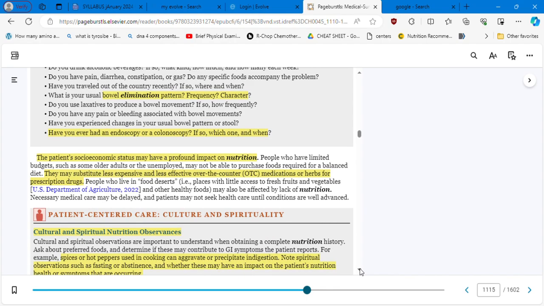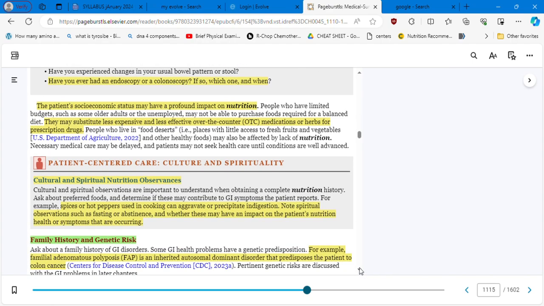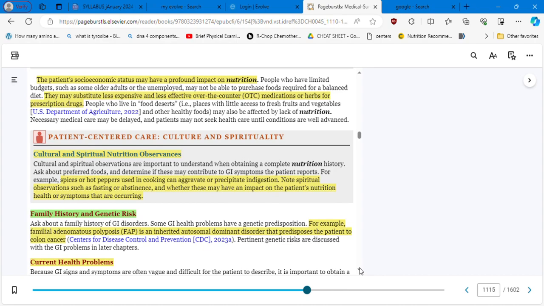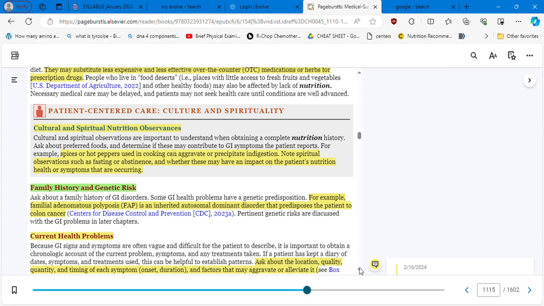The patient's socioeconomic status may have a profound impact on nutrition. They may substitute less expensive and less effective over-the-counter medication or herbs for prescription drugs. So, culture and spirituality. In terms of nutritional observances, we have to consider spices or hot peppers used in cooking, which can aggravate or precipitate digestion problems. Note spiritual observations such as fasting or abstinence and whether they may have an impact on the patient's nutrition, health, or symptoms that are occurring.